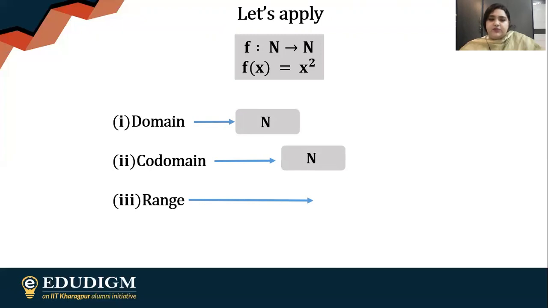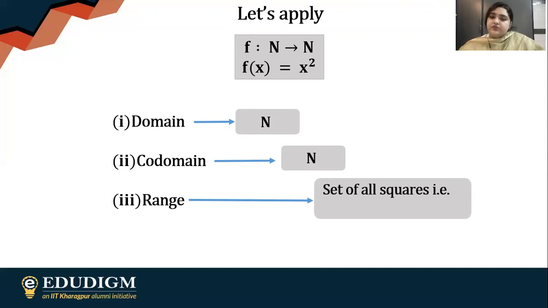If you look at the inputs like 1, 2, 3, 4, etc., they will give you the outputs like 1 squared, 2 squared, 3 squared, and so on. So the range will be the set of all possible squares, of the form 1, 4, 9, 16, and so on. It will just go on. That's why I have given this dot here, so that you understand. For these kinds of things, where the function is given as a general rule, this is how you can find the domain, codomain, and range.